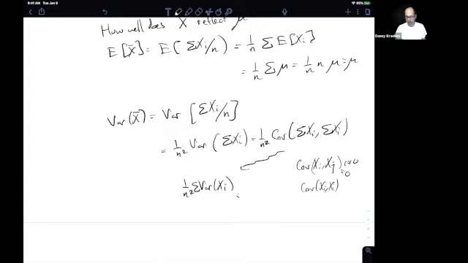Each particular one of those variances is the full variance of the population. That's because each of these is a variable with the same distribution as this population. We get 1 over n squared, and we get n times sigma squared, the population variance. And so you get 1 over n times sigma squared. Okay.